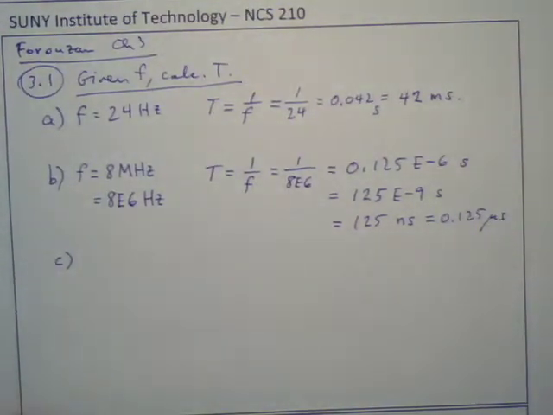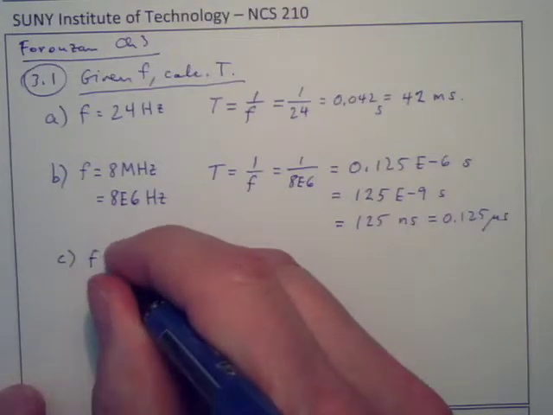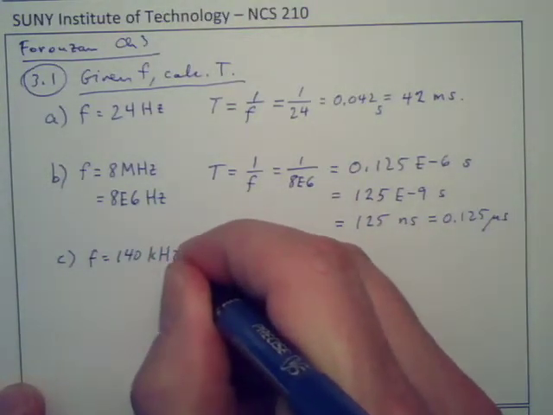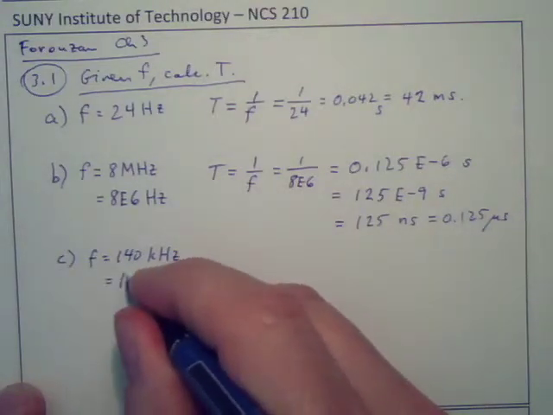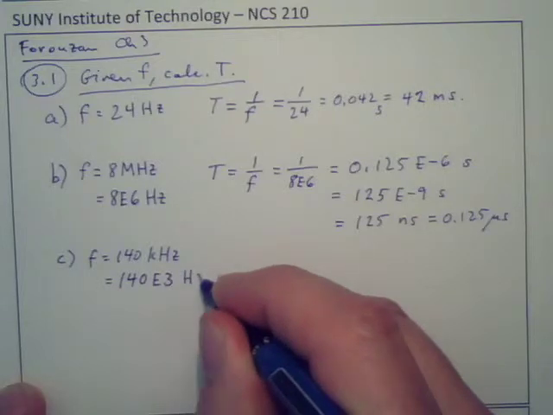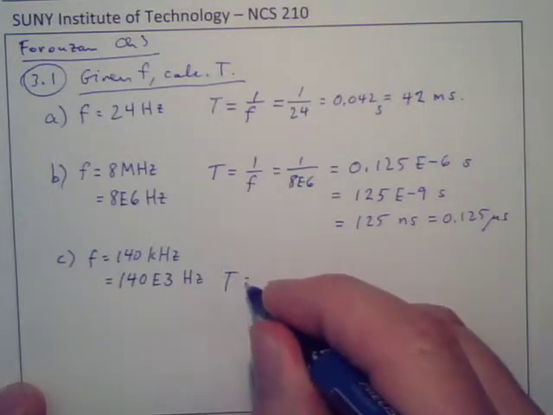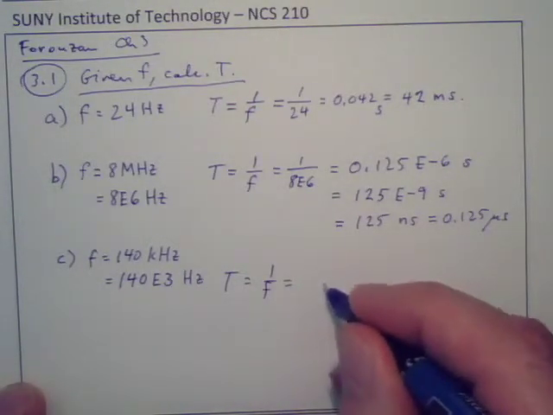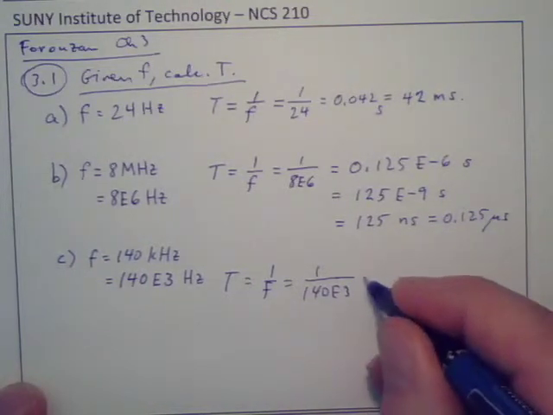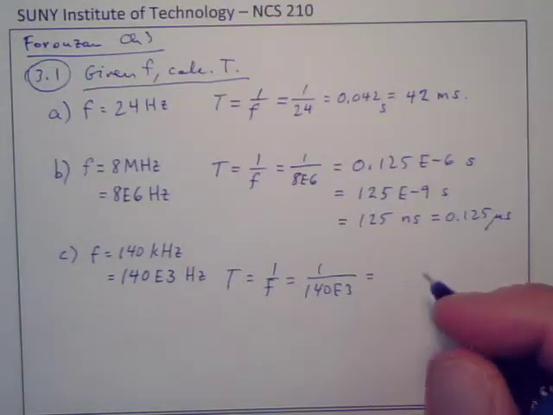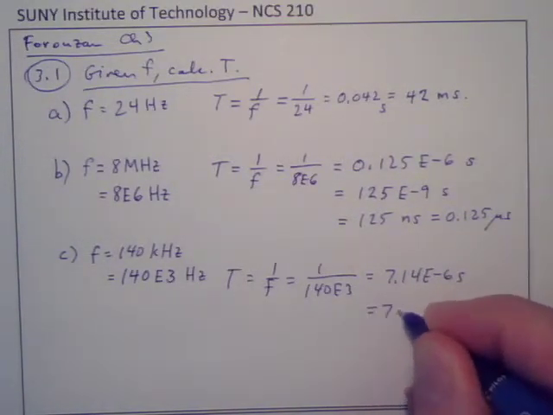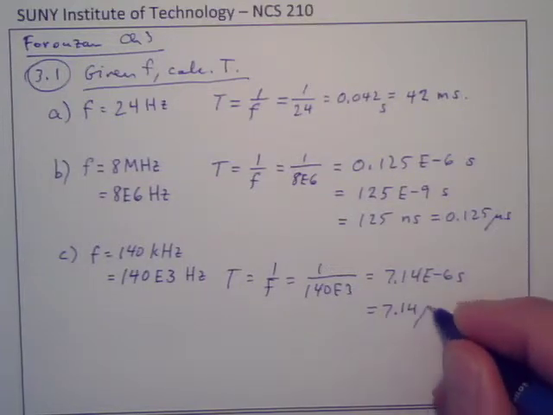Okay. For part C, F is 140 kilohertz. And I am going to immediately put that in as 140 times 10 to the 3rd hertz. And I'm going to plug into the same exact equation, 1 over 140 E3. And when I plug that into my calculator, I get 7.14 times 10 to the minus 6 seconds, or 7.14 microseconds.